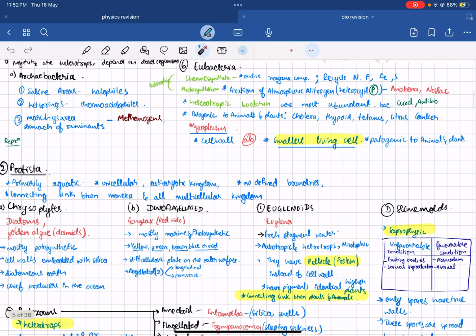Archaebacteria, in which saline areas which we find are halophiles, hot springs are thermoacidophiles, and marshy areas and stomachs of ruminants, which is methanogens.